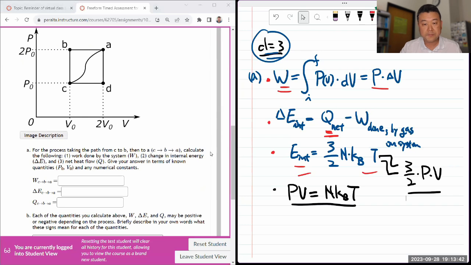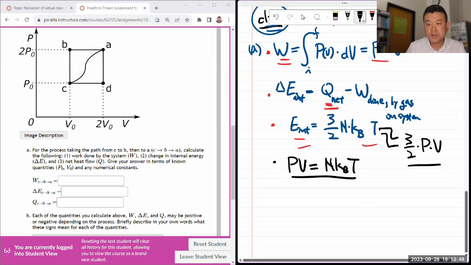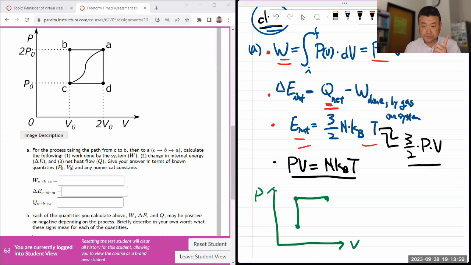So I'm going to go through step by step. Let me draw the path for C to B to A so that I have something to look at and get an intuitive feel for. So this is my pressure versus volume, with the path C, B, A. For my work done, this is basically going to be the area under the curve. So this will be my work done.